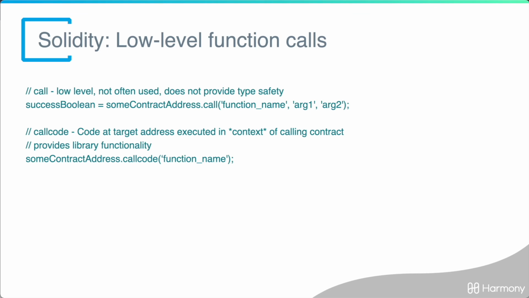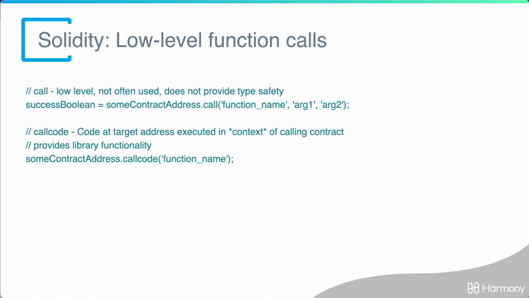Finally, let's talk a little bit about the low-level functions that are available to you as a smart contract developer. In this example, there are two that we can talk about. There's call and callcode. Call is low-level, but it's not really used frequently because there's no type safety. So if you look here, we can call this function name and specify arguments. We don't know what those arguments are, and we just call that function without checking if the variables, the types, are valid.